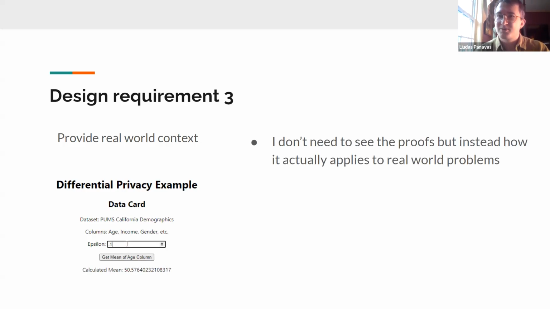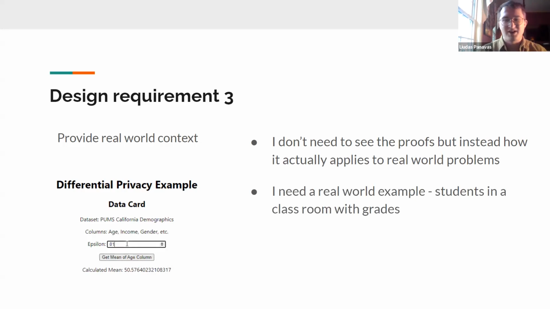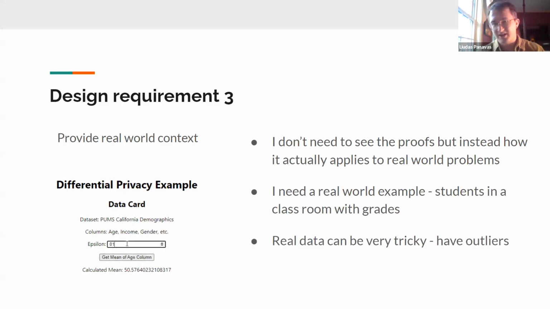But one participant said they don't want to see proofs, but instead they want to see how it actually applies to real world problems. A lot of people need some kind of real world example, for instance, students in a classroom with grades, to understand what these different choices, like what bounds mean. And also real data can be very tricky. For instance, an income data set can have really big outliers, so correctly setting the bounds makes a big difference there.